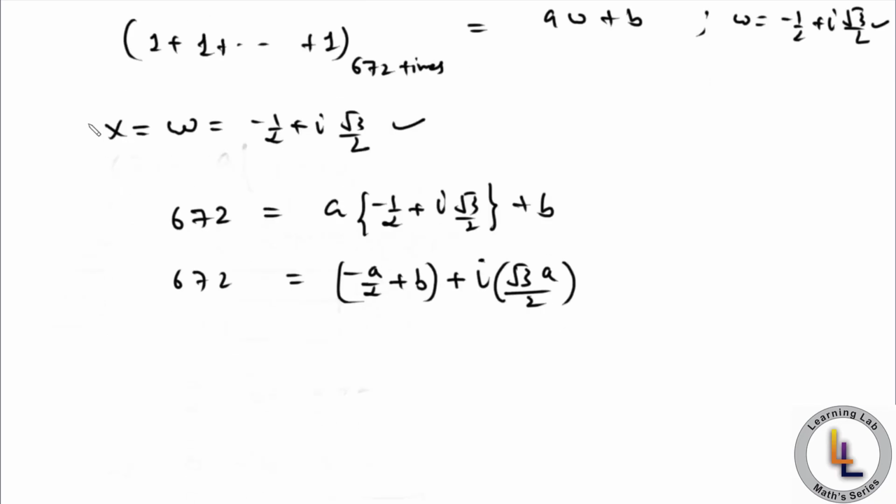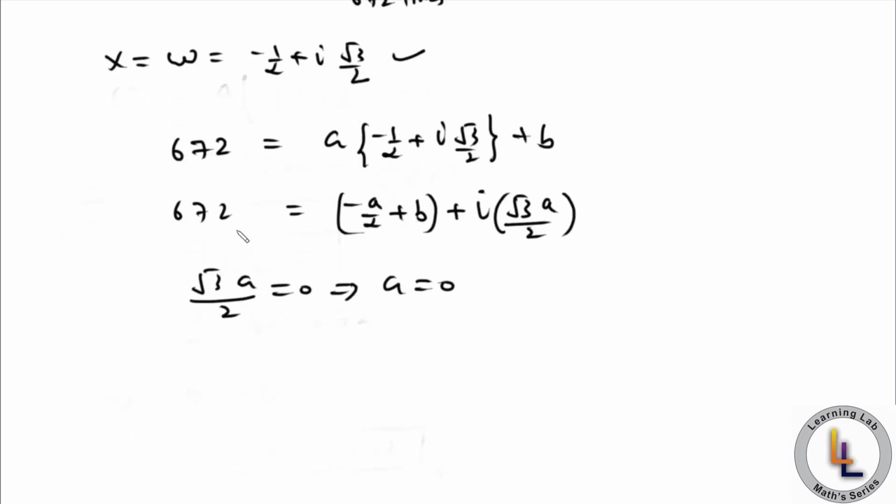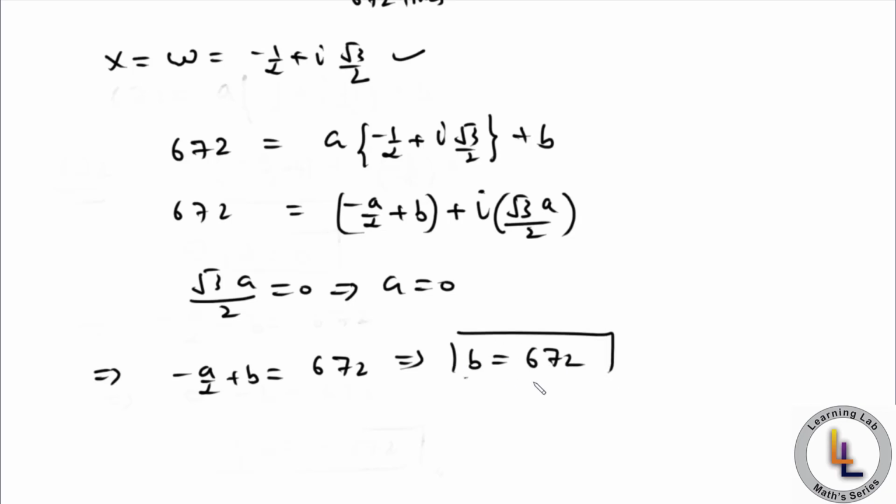Now notice on the left side we have no imaginary part, so on the right side the imaginary part should be 0. So if we compare, the imaginary part equal to 0 gives a equals 0. And the real part on the left side must be equal to the real part on the right side. That means minus a by 2 plus b equals 672. Obviously we have a equals 0, so this becomes 0 plus b, that means b equals 672.